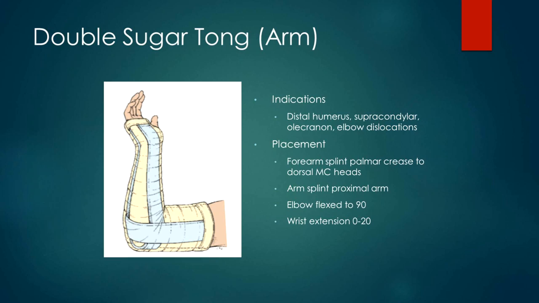Again, this is just like doing a posterior long, except you're doing it all the way around. So you're doing what's called the sugar tong, and it runs up from the posterior aspect of the MCP down and around the elbow, up along onto about mid-palm. You want to make sure that your elbow is flexed to 90 and your wrist is extended some in there. And then you're going to put a second sugar tong around from mid humerus to mid humerus. And then that gets wrapped up.